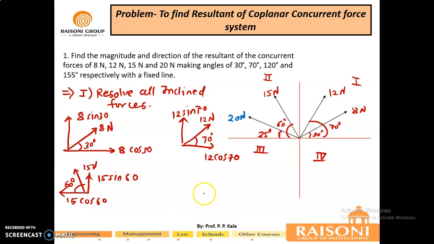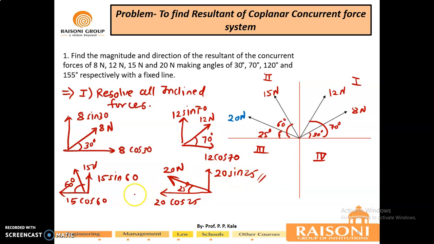Similarly, the fourth force is also in the second quadrant, that is 20 Newton. It will also have its two mutually perpendicular components representing the second quadrant. Its inclination with respect to horizontal is known. So this will be 20 cos 25, and this will be 20 sine 25. Try to understand the resolution of the inclined forces.